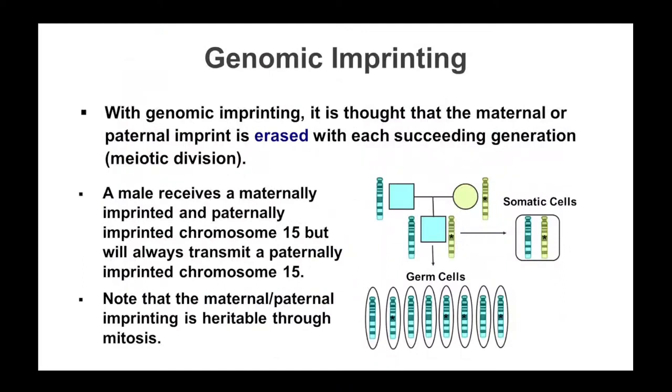Now, students, we tell with you about genomic imprinting. It is thought that the maternal or paternal imprint is erased with each succeeding generation. A male receives a maternally imprinted and a paternally imprinted chromosome, but will always transmit a paternally imprinted chromosome 15. Note the maternal-paternal imprinting is heritable through mitosis.